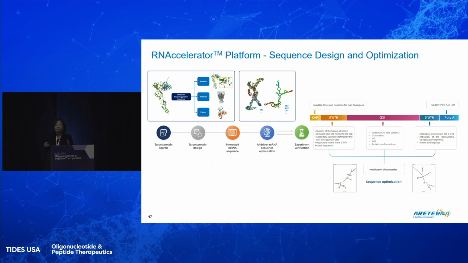And there are other factors we look into, and they don't all point in the same direction, so it's a balancing act. So often we design about a dozen mRNA constructs for people to choose from, and then we go from there.